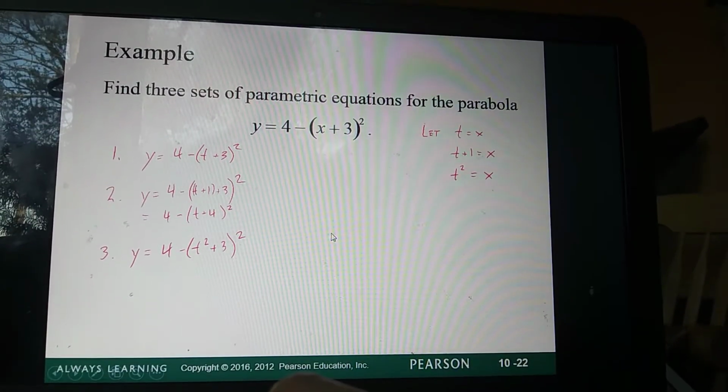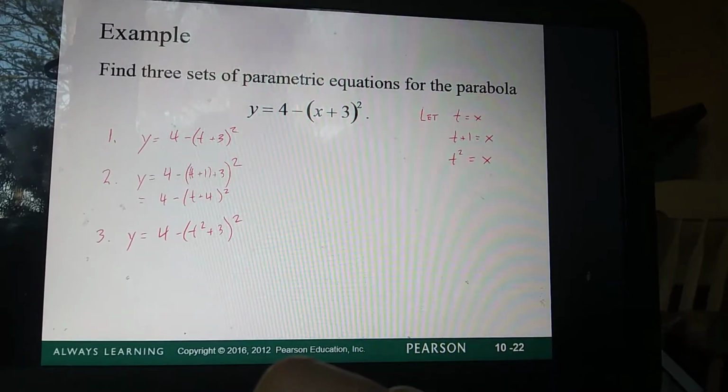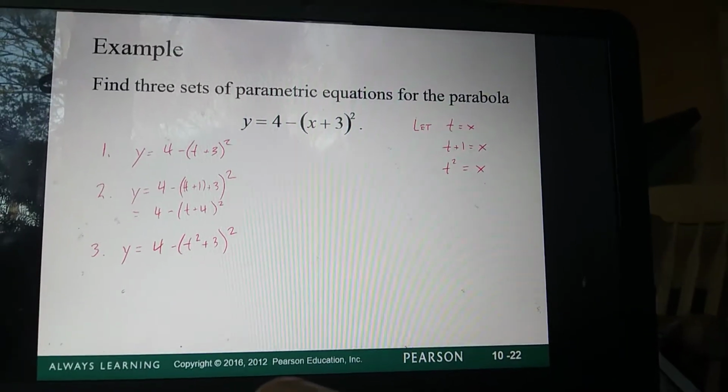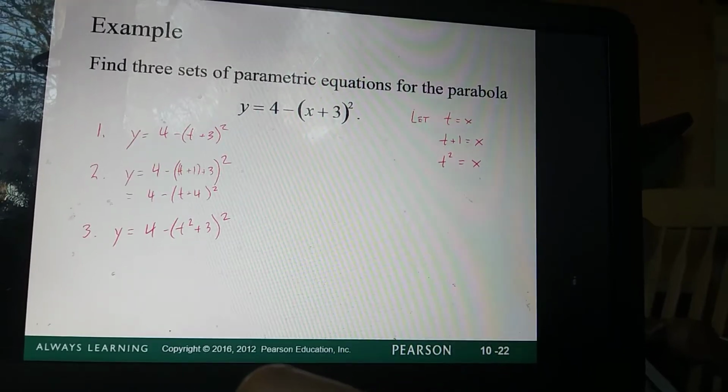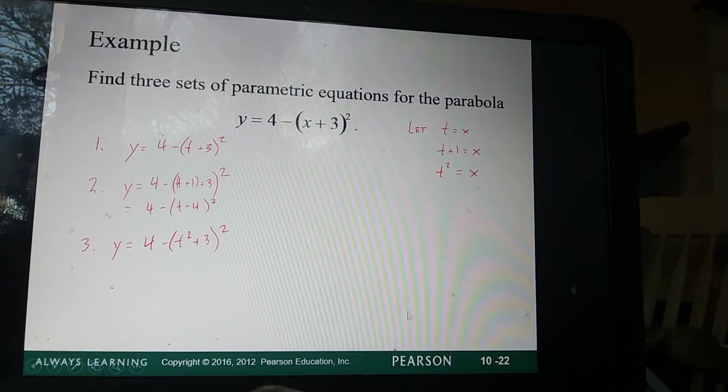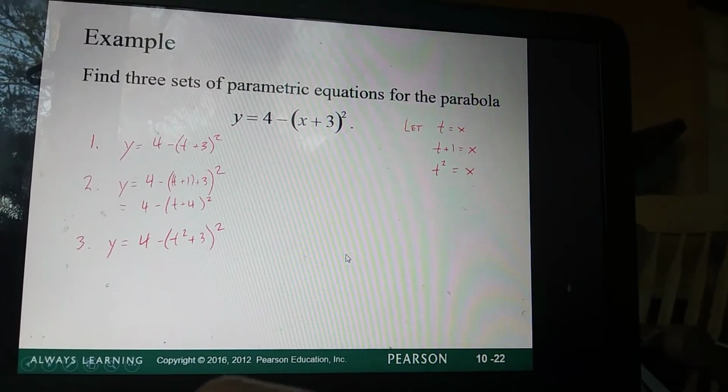Especially if you run into a homework or a test question where it says find 3 sets, but it doesn't tell you what t or what x has to be, you just do it this way, okay?